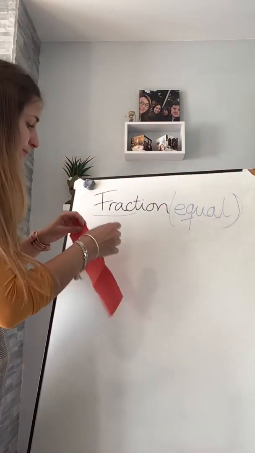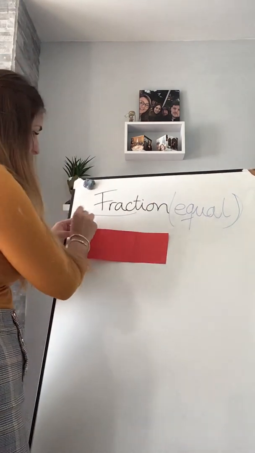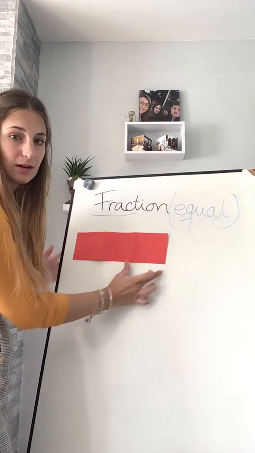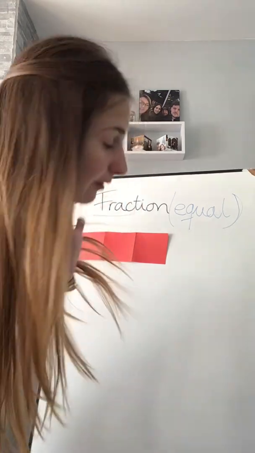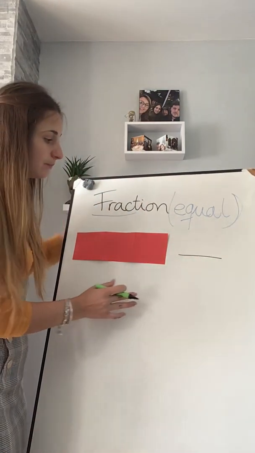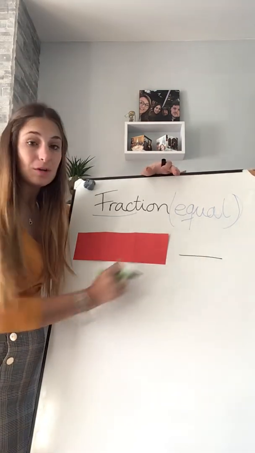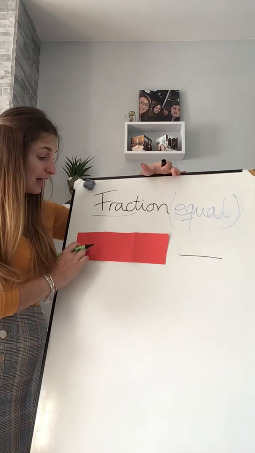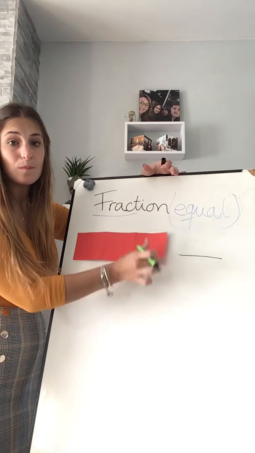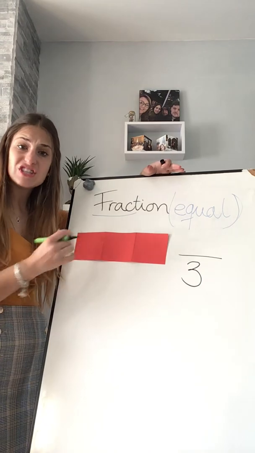So a fraction, we have 1 part, another one, and another one, in 3 parts. A fraction is always represented like that. We have 2 numbers, one on the top and one on the bottom. On the bottom goes how many equal parts there are. How many are there? 1, 2, and 3. And on the top goes how many you take.